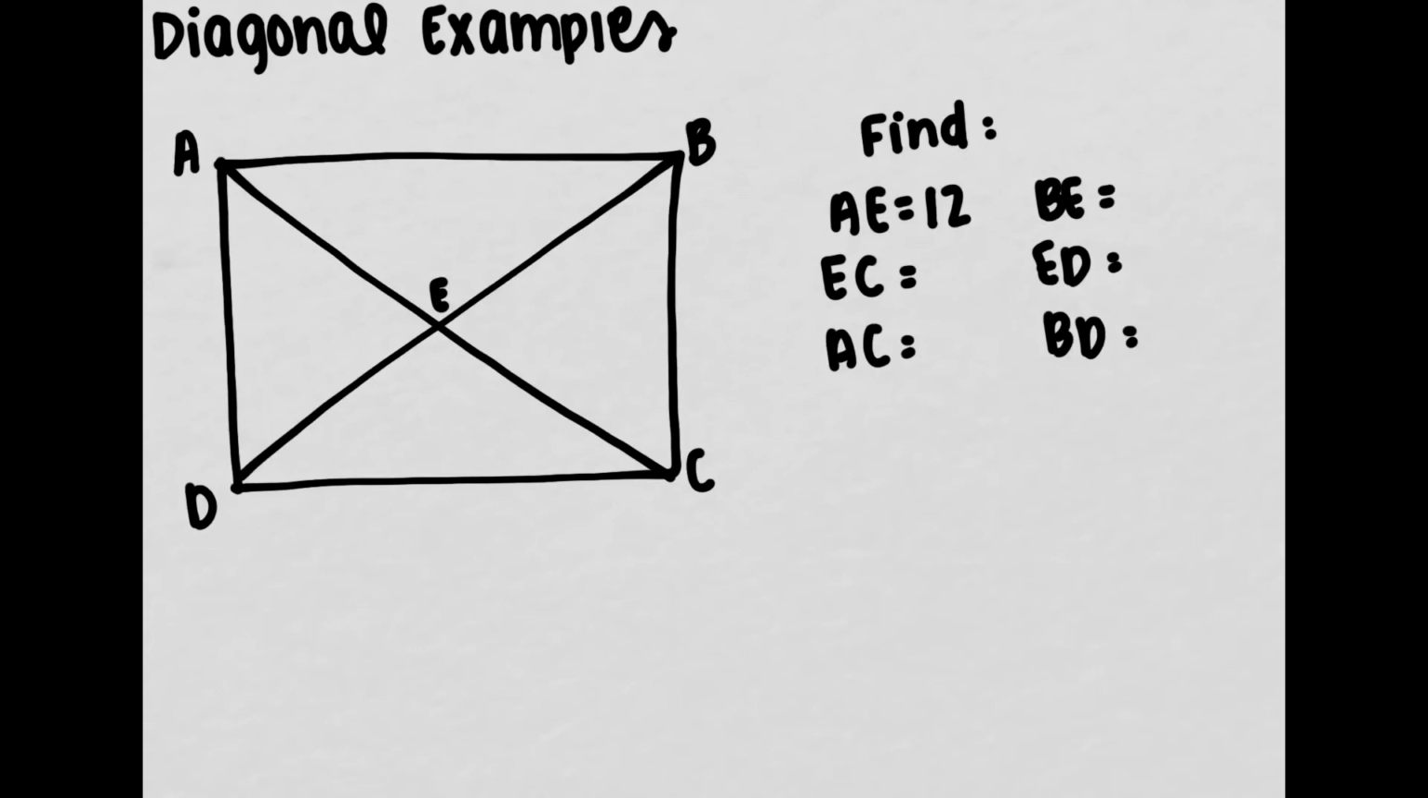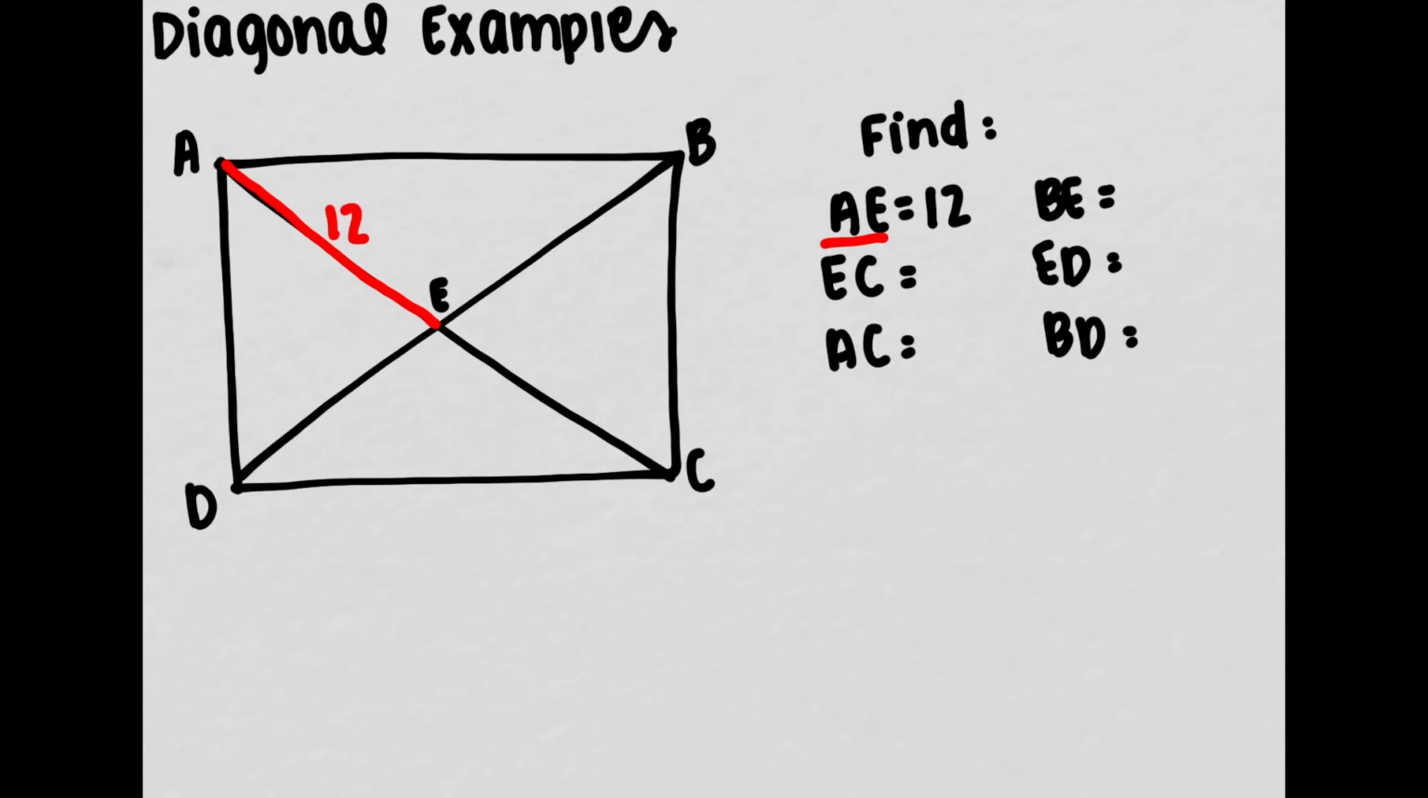So I give you this rectangle. It has its diagonals from A to C and B to D. So those cross sections are the diagonals, and they intersect at this point E. Now I want you to find all these things on the right, but I do tell you that AE, so that's from A to E, is equal to 12.